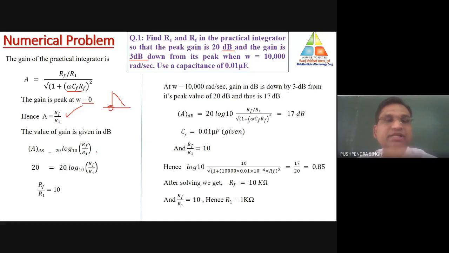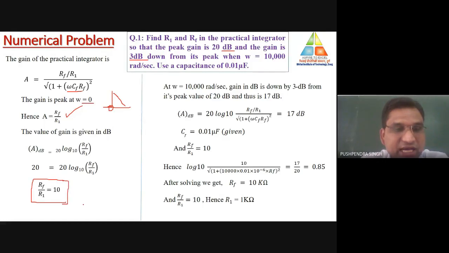So we need to convert that into dB. So 20 log to the base 10 of Rf by R1. So what is Rf by R1? Rf by R1 is equal to 10. So from there, after the calculation, the value of Rf by R1 is equal to 10. Now the second condition is when omega is equal to 1000 radian per second, the gain is down by 3 dB.